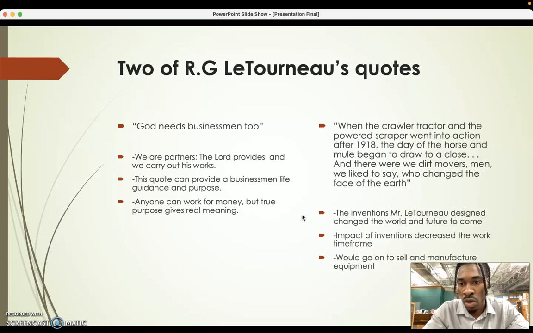And the next one is: when the crawler tractor and the powered scraper went into action after 1918, the day of the horse and mule began to draw to a close. And we were dirt movers, men, we say, who changed the face of the earth. So the inventions Mr. LeTourneau designed changed the world, literally, the future to come. The impact of these inventions decreased the workload time frame overall, speeding up business in general, life in general for all people. He would go on to sell and manufacture equipment. This made him a lot of money, and we'll get more into what he did with his money later.